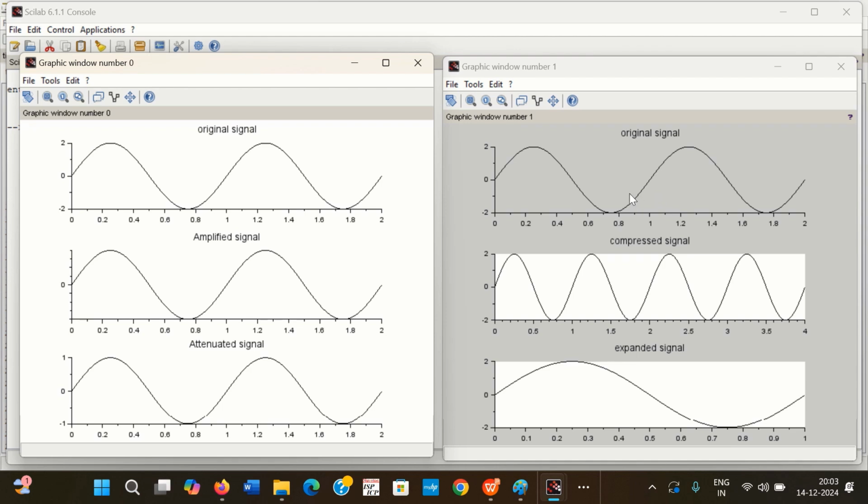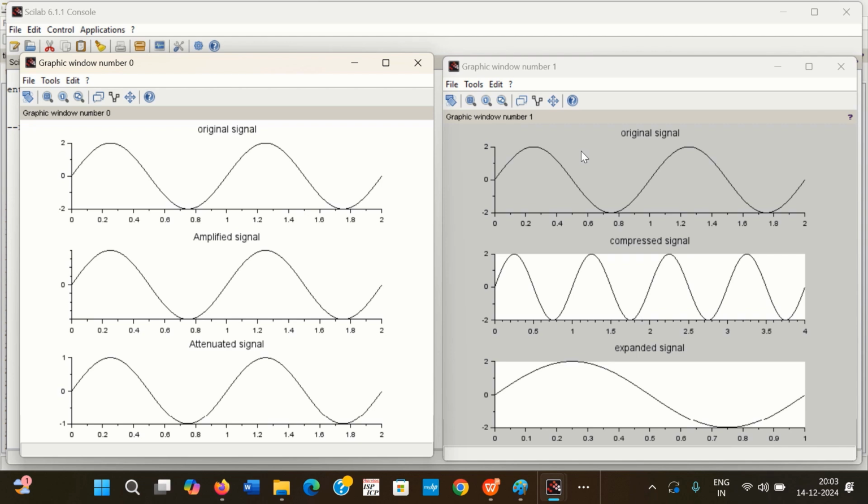For the time scaling operation, the original signal again extends from 0 to 2 on the time axis, whereas the y-axis, or value axis, is from -2 to 2. In the compressed signal, you can see the amplitude axis, that is the y-axis, is the same, from -2 to 2, but the time axis has gone to 4, and clearly the signal appears to be compressed.